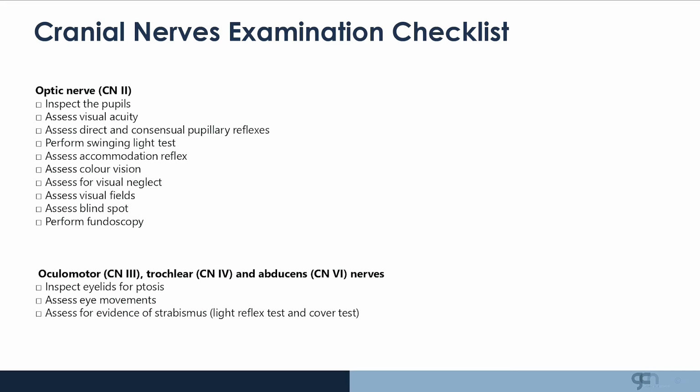For the optic nerve, which is examined along with the oculomotor, trochlear and abducens nerves, start by inspecting the pupils. Assess for visual acuity, assess the direct and consensual pupillary reflexes, perform the swinging light test, and assess for accommodation, colour vision, visual neglect, and visual fields. Examine the blind spot and offer to perform fundoscopy. Inspect the eyelids for ptosis and examine eye movements as well as any evidence for strabismus.